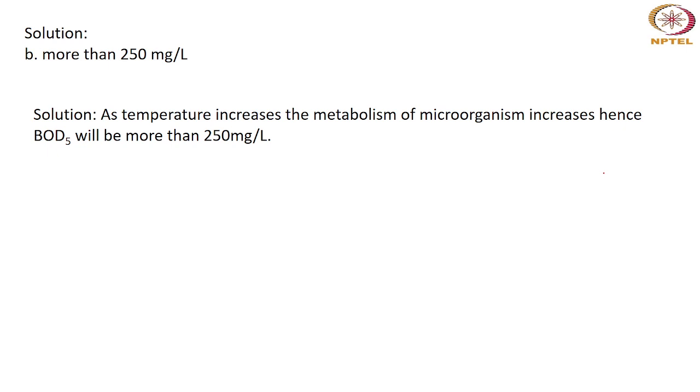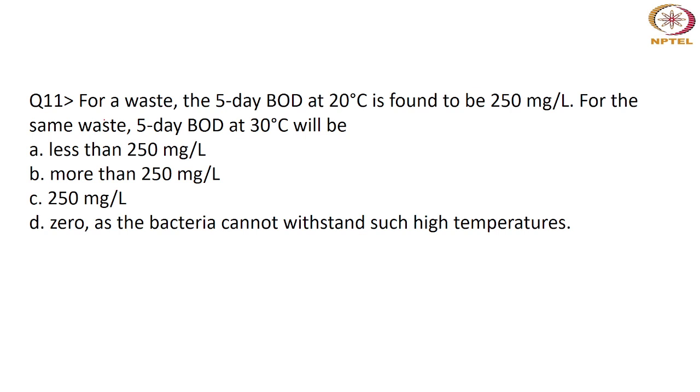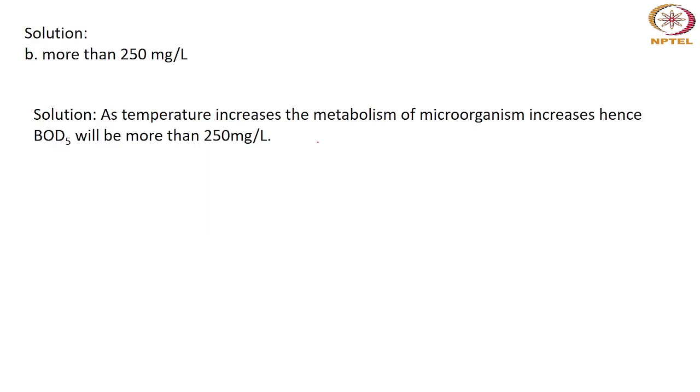It will be more than 250 mg per liter because as temperature will increase, all of you know that the metabolism of the organisms will also increase simultaneously, right? So what will happen? The 5-day BOD will increase. Like if for 20 degrees centigrade it is this much, 250 mg per liter, then if the temperature is 30 degrees, 10 degrees more, it will be a faster reaction. They will consume the BOD faster. The microorganisms will consume BOD very fast. So that's why I will get data much higher than 250 mg per liter.